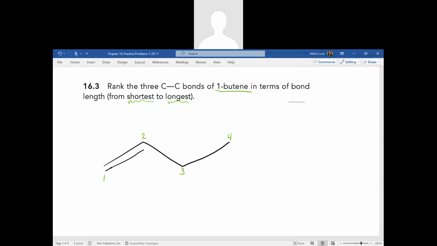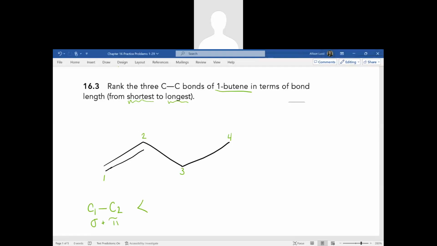And we would expect our carbon 1 to carbon 2 bond length to be the shortest because it includes both a sigma and a pi bond between these two carbons. So for that reason, we would say that it would be the shortest, this double bond between carbons 1 and 2. So that would be our shortest.